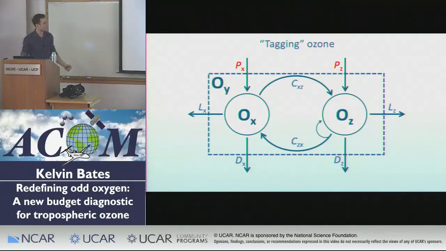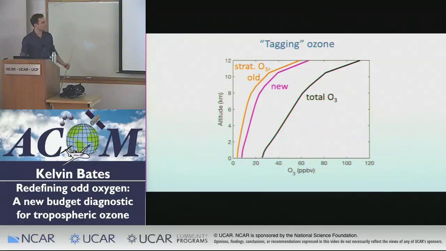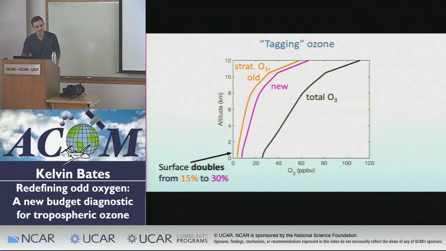And indeed, when we do this, in GEOS-Chem at least, we do get an increase in the fractional contribution of stratospheric odd oxygen to the total. I was a little surprised to see that the strongest relative effect is at the surface. So down here, your surface contribution of stratospheric odd oxygen doubles from 15% to 30%.